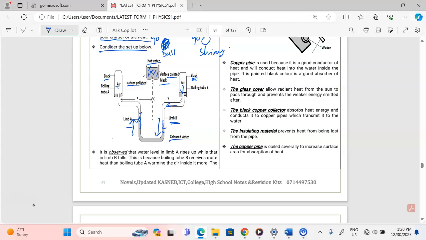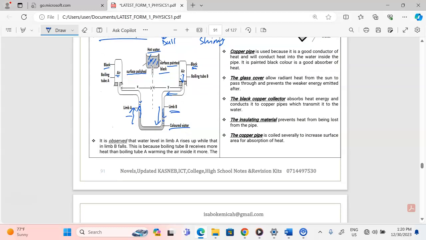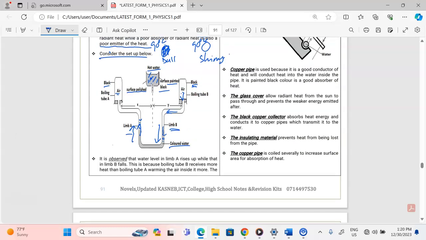That is because the black side of the beaker, which is having hot water, will emit radiant heat faster than the polished surface. So this one is an experiment to show that different surfaces will have different rates of emission.